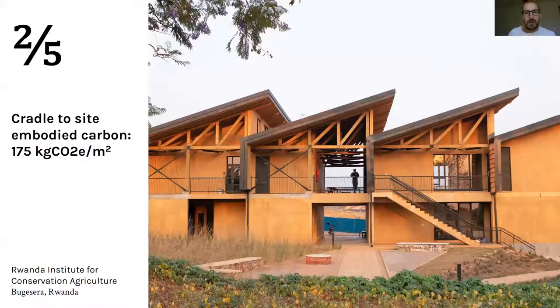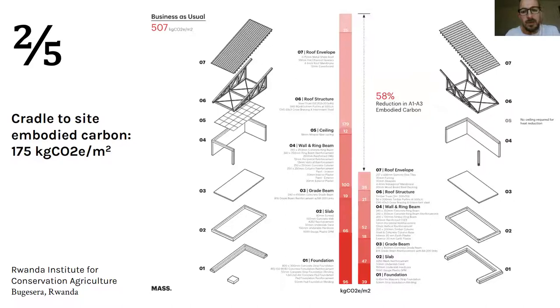And just to touch on embodied carbon again, the upfront embodied carbon emissions are 40% of the global average for this project. Here's a diagram which compares on the left-hand side the business as usual case and the RICA project, RICA standing for the Rwanda Institute of Conservation Agriculture. And you can see here, it's not just one decision on one material that makes the difference, it's a cumulative effect.